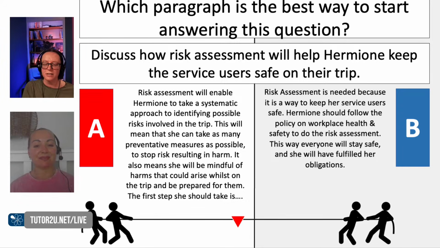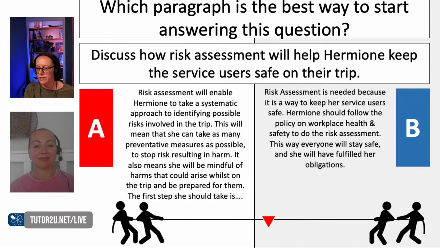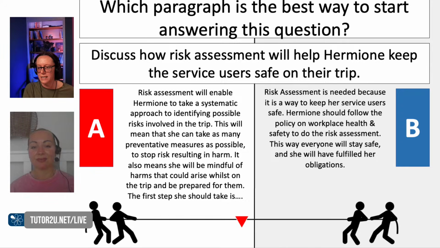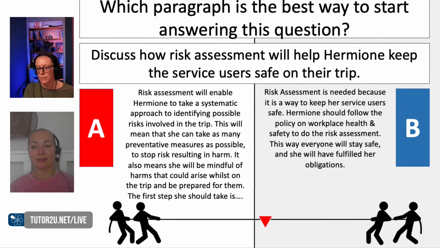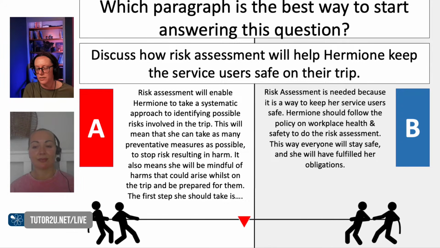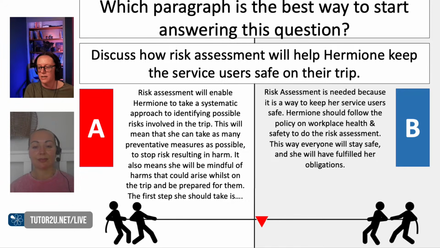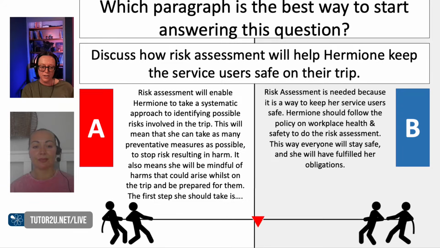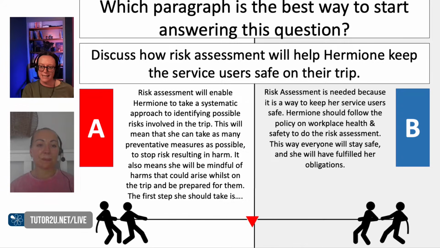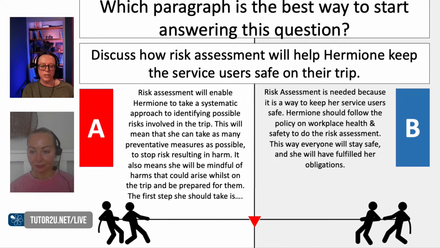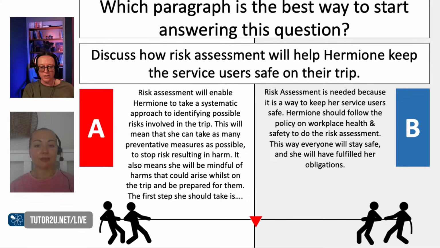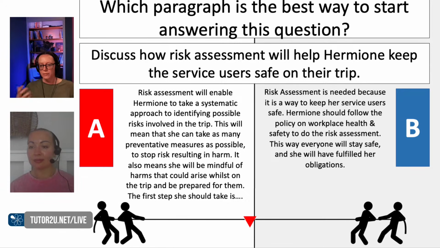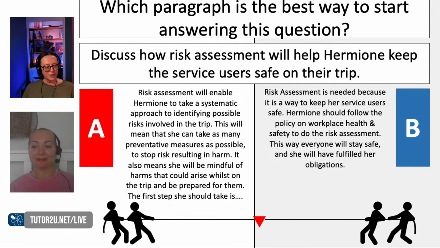Okay, so I'm going to start my answer by saying risk assessment is needed because it's a way to keep her service users safe. Hermione should follow the policy on workplace health and safety to do the risk assessment. This way everyone will stay safe and she will have fulfilled her obligations. So tell us which of us is best, A or B, and then also tell us why. So either the good things about A or the flaws in B, okay?